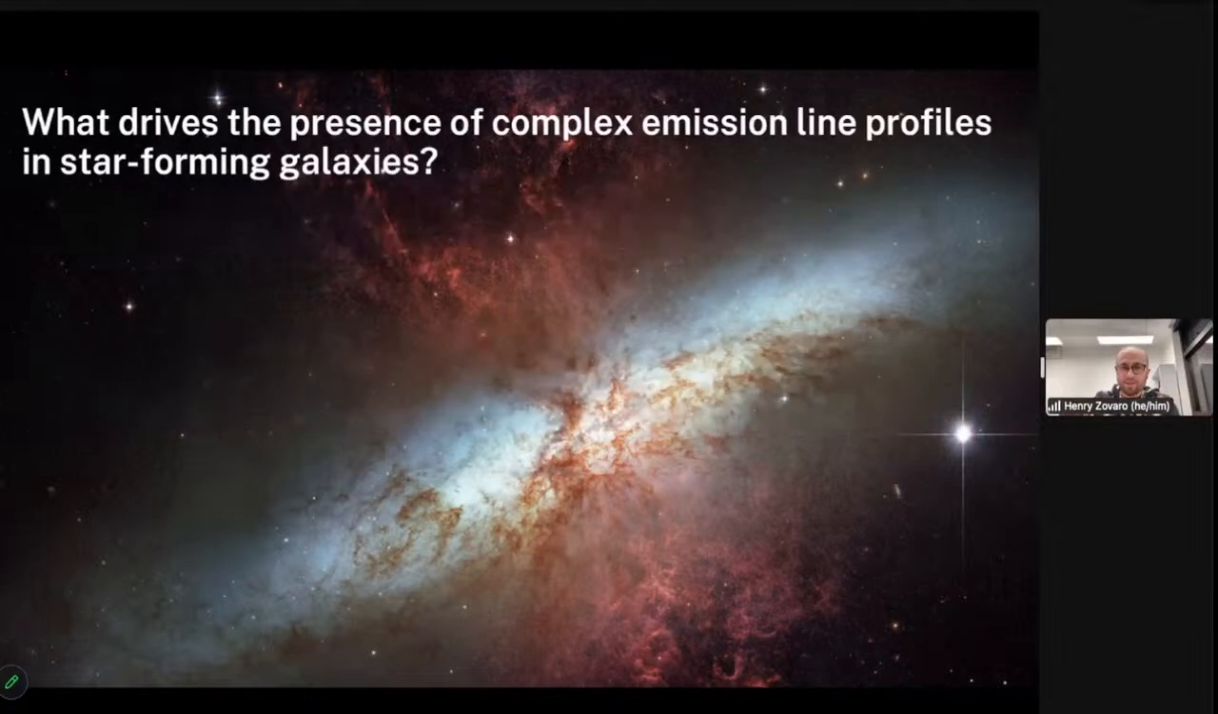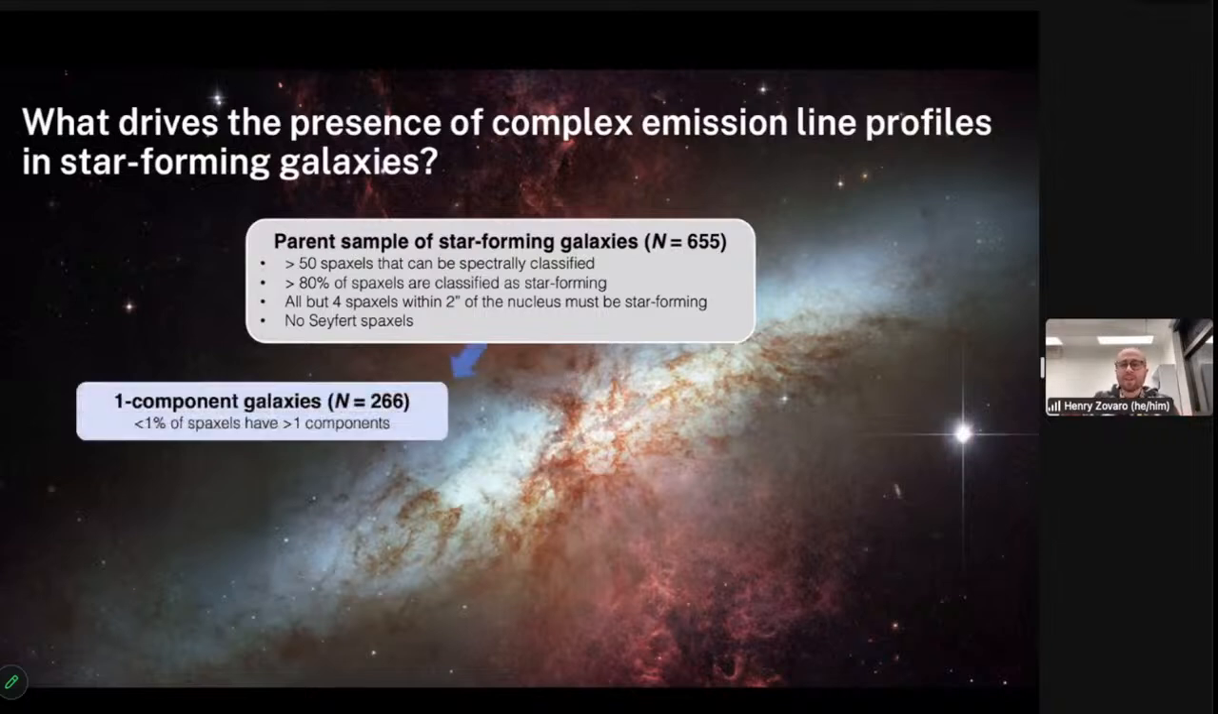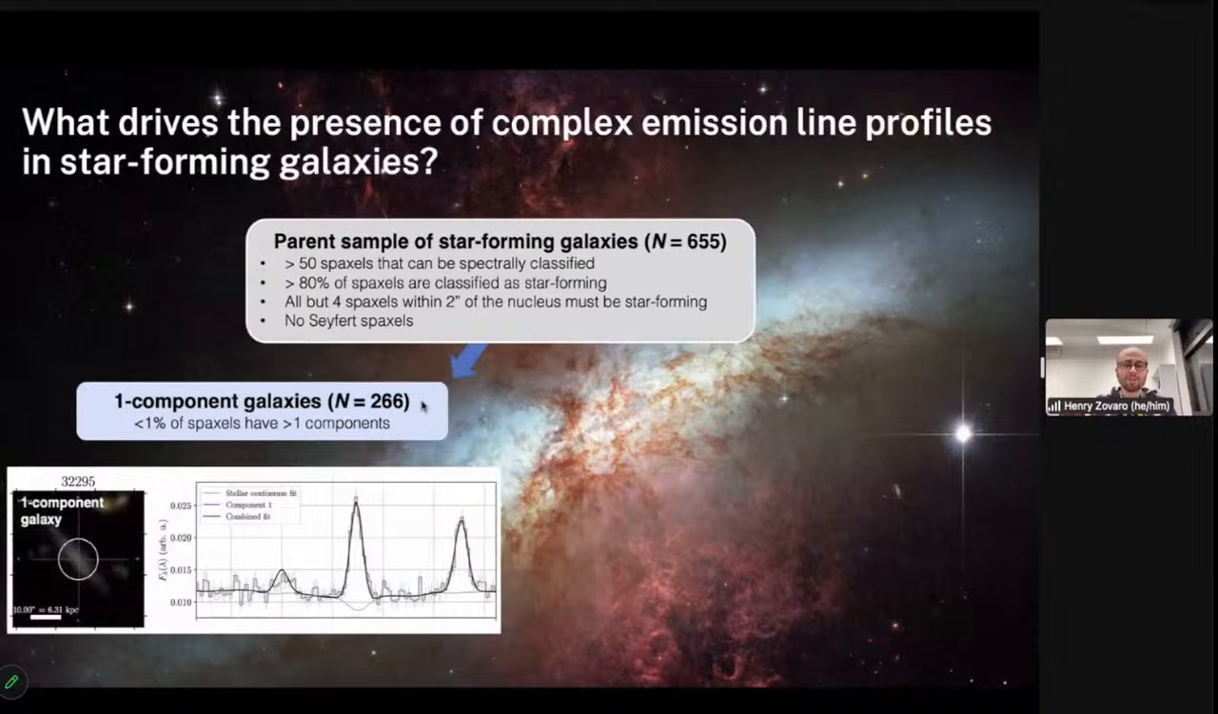To start off answering the first question, the first thing I did was identify a parent sample of star-forming galaxies. Without going into too much detail, I basically just wanted to make sure that my galaxies had good spatial coverage, they had good quality data, and that I wasn't accidentally including anything like AGN. From these, I identified two subsets of galaxies. The first was what I call one-component galaxies. These are galaxies in which virtually no spaxels require multiple components to characterize the shape of the emission lines. Here's an example of a typical one-component galaxy and an example of a typical emission line profile that you might see in one of these systems.